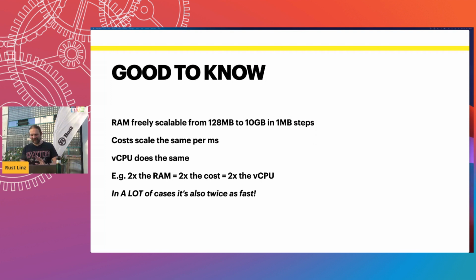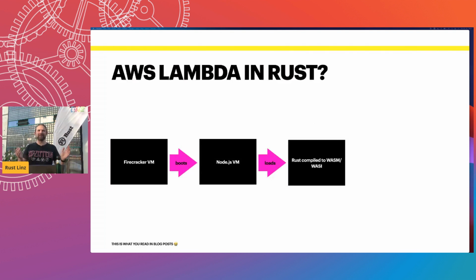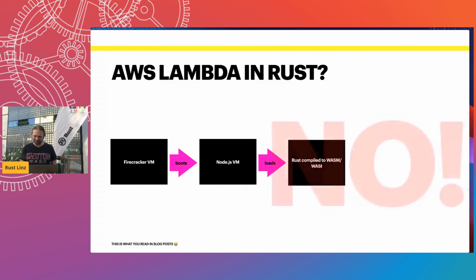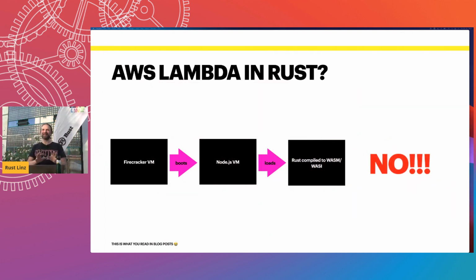All right, how are we going to write an AWS Lambda in Rust? Of course, we are bootstrapping the Firecracker VM, then we are running a node process because AWS Lambda is node everywhere, and node is going to load a WASM file, a Rust program that is compiled to WASM, so it loads the WASM file and starts the WASM virtual machine. And no, please don't do that. That's way too many virtual machines. That's way too many turtles. That's sadly what you see in the blog posts on the internet.